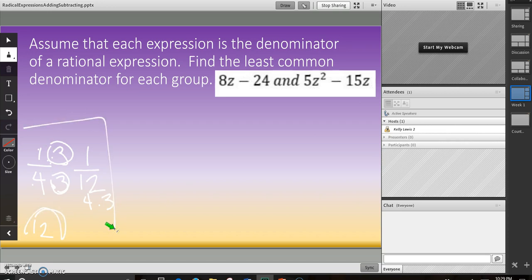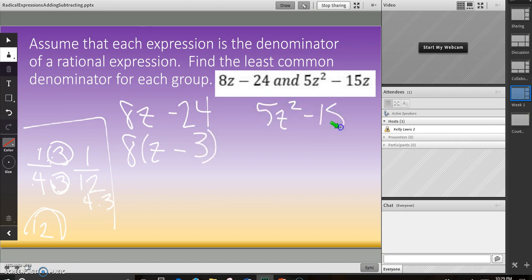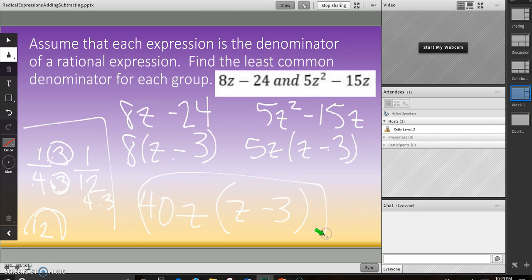So let's look over here. 8z minus 24. Let's factor. So take out the 8, so z minus 3. And then 5z squared minus 15z. They both have a 5 and they both have a z. So I have a z minus 3. All right, and we're happy because they both have a z minus 3, so I just write it one time. And then 8 times 5 is 40, and then a z. So this would be my least common denominator. Remember, I got the 40 because I did 8 times 5, and then a z, and then you just write what they have in common one time.